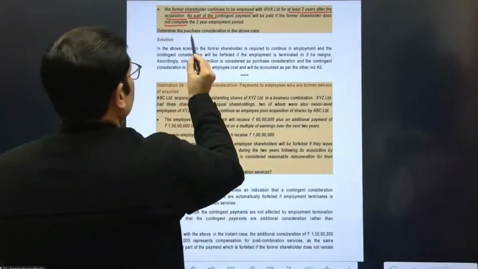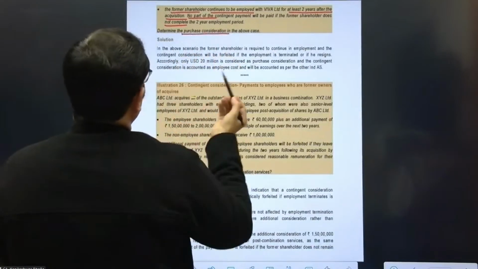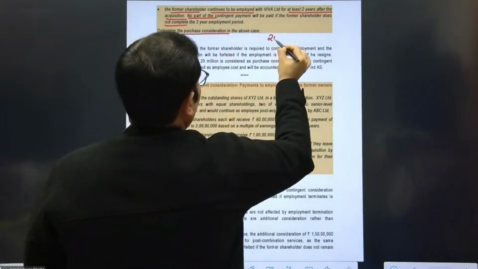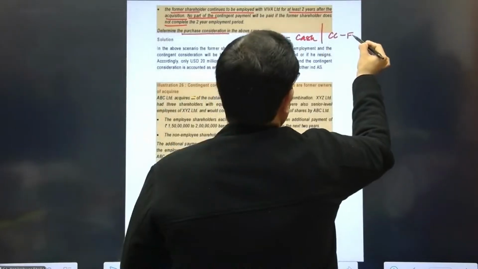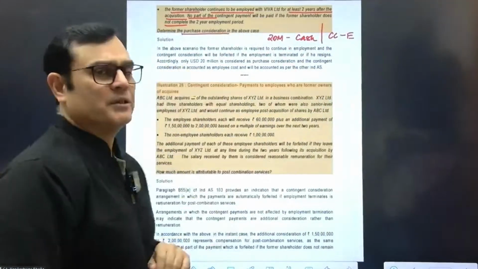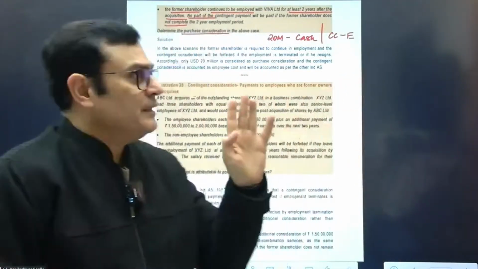So in this particular case, determine the purchase consideration. I think we'll take only the 20 million which is paid in cash as a part of the PC. The contingent consideration is paid in the employee capacity, because if I apply my three-step model, is the payment in the future? Yes. Number two, are there any ifs and buts? Yes. And is the condition of employment attached? Yes. It is a CCE.